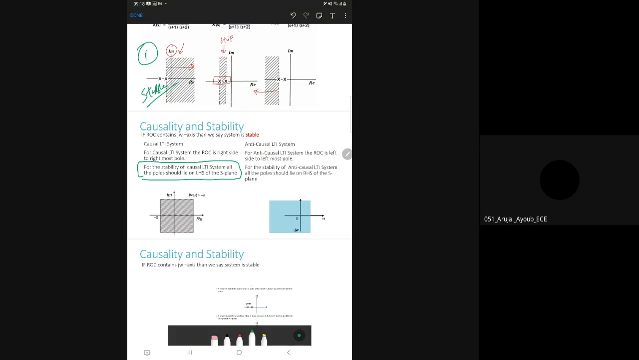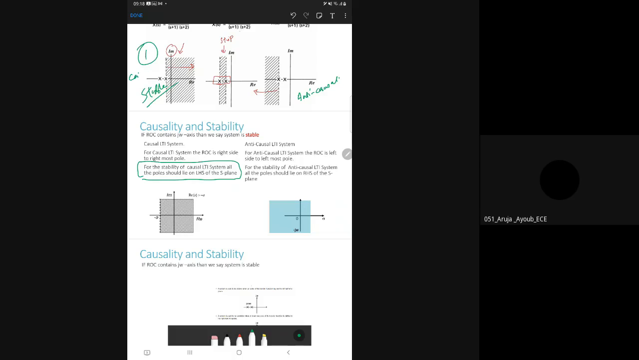एक तो वो left hand side of the S-plane में है, और वो रीजन ऑफ कन्वर्जेंस में भी नहीं है, और इमेजिनरी एक्सिस भी आपके रीजन ऑफ कन्वर्जेंस में है. So that will determine the stability. For anti-causal linear time invariant systems, the region of convergence is always the left side of the leftmost pole. So this one is basically anti-causal.